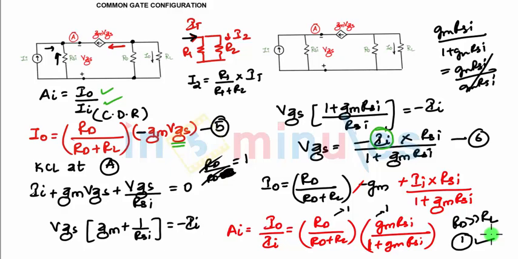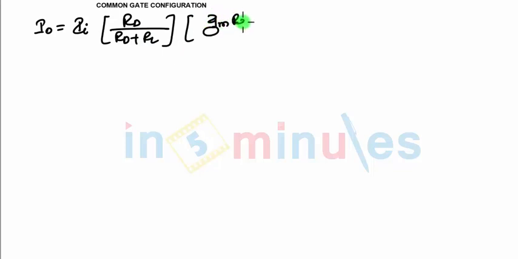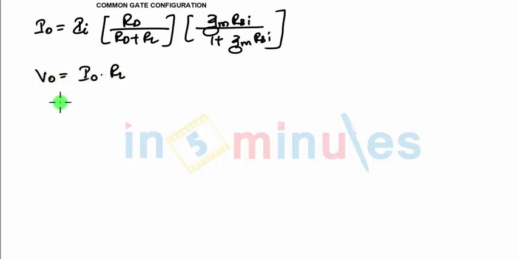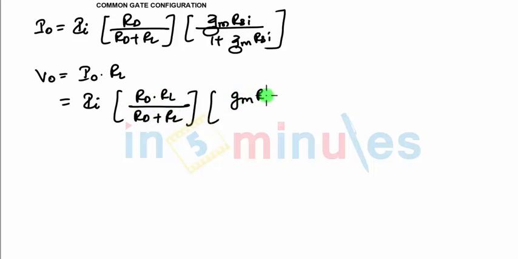Now in the problem we can find Io as Ii into the same equation, RD upon RD plus RL, gm RSi upon 1 plus gm RSi. We can say Vo is nothing but Io into RL, right? So we can write it as Ii into RD into RL upon RD plus RL, gm we have already found, upon 1 plus gm into RSi.